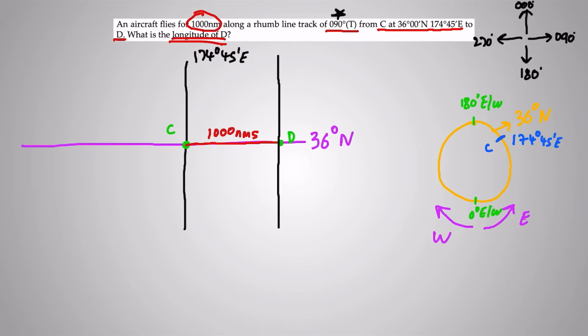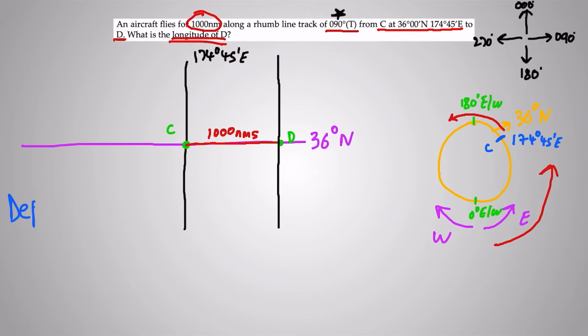And it says that my point D is on a track of 090 from C. So 090 is east, and by looking at this diagram I can say that east is this way, right? So my point D will somewhere be over here. Yeah, it should be east of point C. Okay, so now let's solve this question to find where exactly is point D.